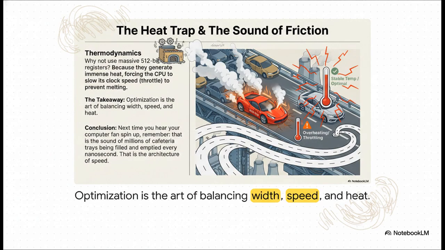So you might be wondering, why not just use massive 512-bit registers for everything? I mean, why stop at 4 lanes? Well, because there's a final boss in this game, and its name is thermodynamics. Moving that much electricity around generates an incredible amount of heat, and that forces the CPU to slow itself down, or throttle, to keep from literally melting. So the true art of optimization is this delicate, constant balancing act between the width of your highway, the speed of your cars, and the heat that they generate.